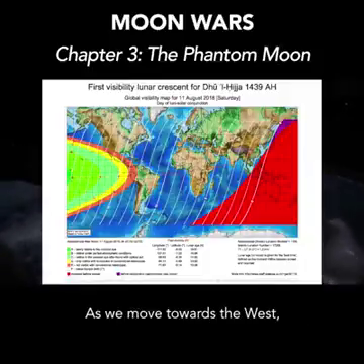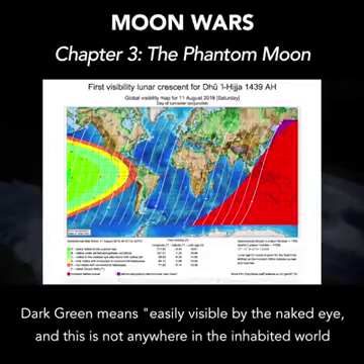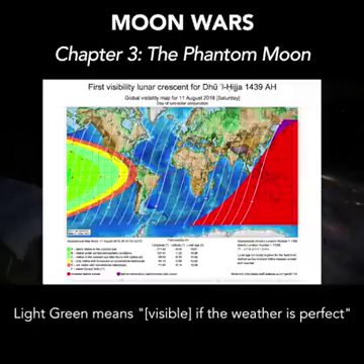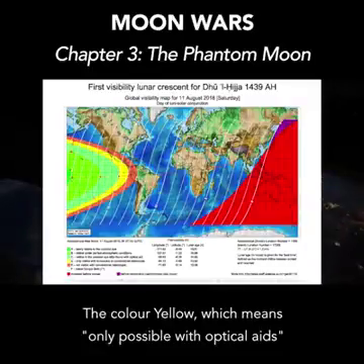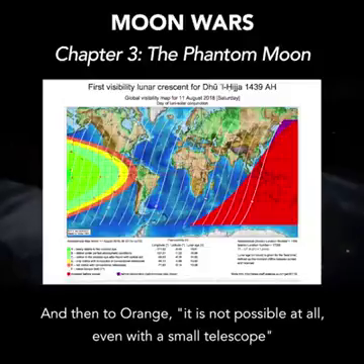As we move toward the west, dark green means easily possible by the naked eye, and this is not anywhere on the inhabited world. And then light green is if the weather is perfect, and then the color goes yellow, that is only possible with optical aids. And then to orange, it is not possible at all, even with small telescopes.